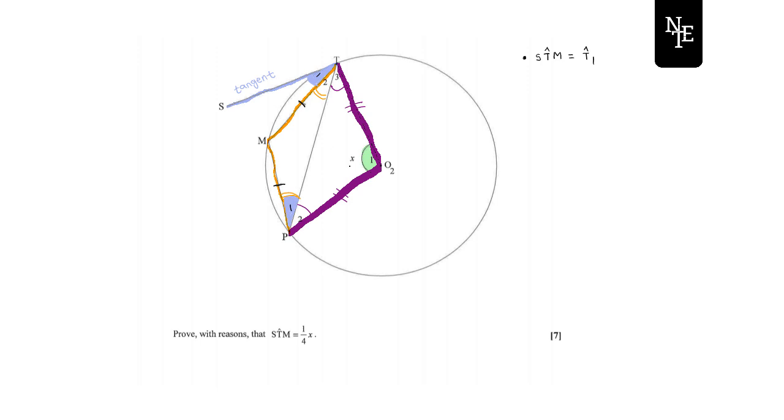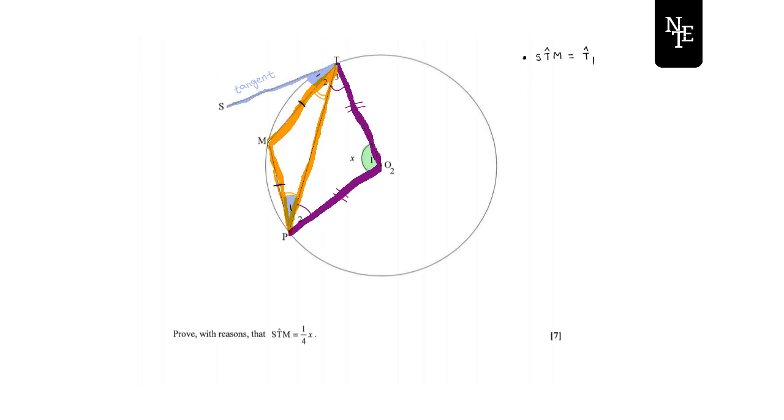Now we just need to prove that angle T1 is equal to 1/4 times x. Where does this x come from? This x comes from angle O1, so we're going to have to work with angle O1 in some way. We have to find a way to take this x into this orange triangle MPT, so I continue highlighting this.